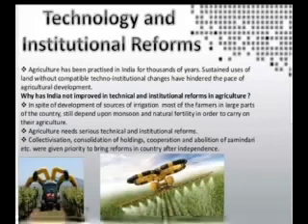In spite of development of sources of irrigation, most of the farmers in large parts of the country still depend upon monsoons and natural fertility in order to carry on their agriculture. Agriculture needs serious technical and institutional reforms. Collectivization, consolidation of holdings, cooperation and abolition of zamindari, etc. were given priority to bring reforms in the country after independence.